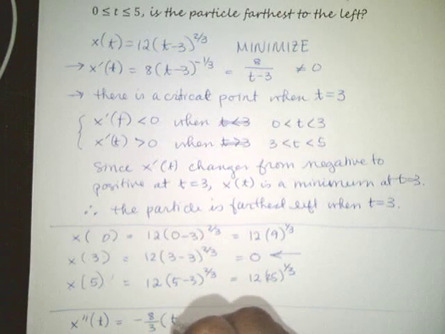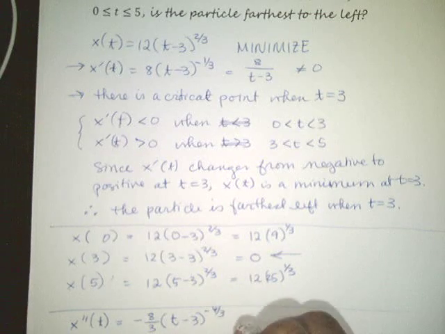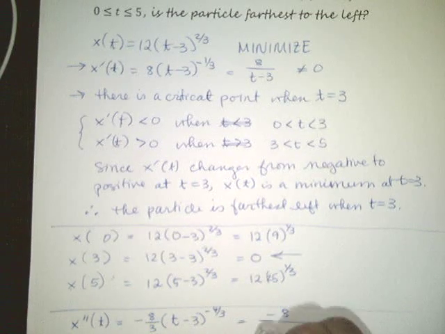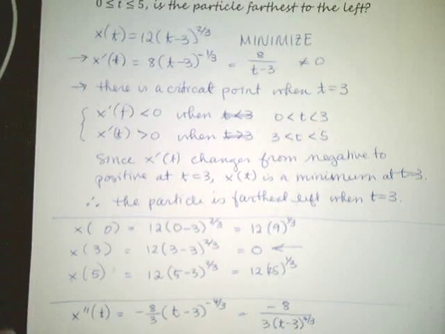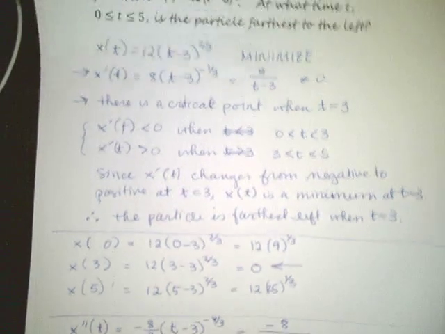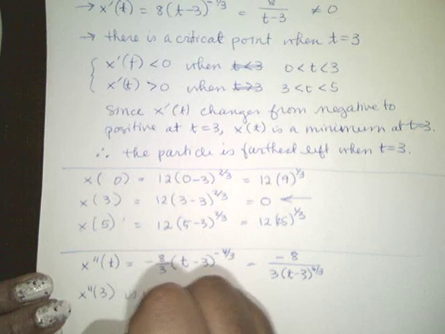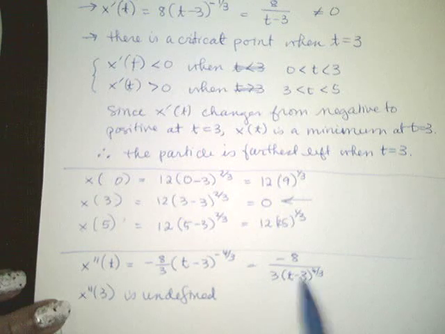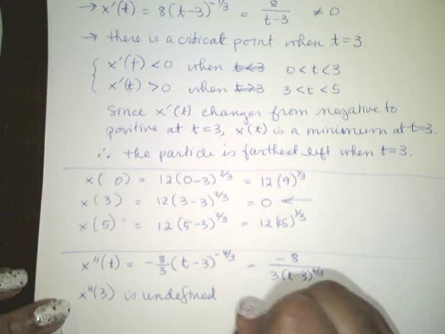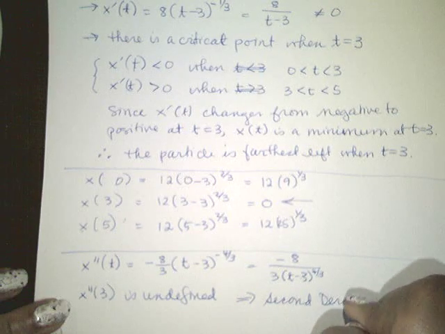At negative x over 3 times t minus 3 to the negative 4/3 power. And let me write it this way so that it's clear that I cannot evaluate x double prime of 3. Okay? And the reason I can't evaluate x double prime of 3 is because it's undefined, because 3 makes the denominator of this expression 0. Therefore, the second derivative test doesn't apply.